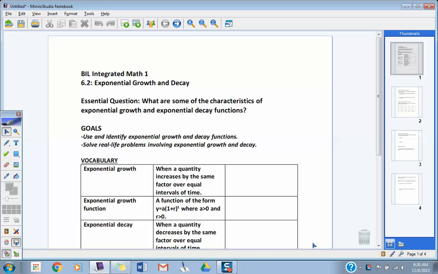So, the first thing we're going to ask ourselves today is the following. What are some of the characteristics of exponential growth and exponential decay functions? And in order to answer that question, we need to be able to use and identify exponential growth and decay functions. And then we're going to apply them to solve real-life problems involving exponential growth and decay. So before we can even go on, we need to know a few vocab terms here. And then once we have established what those are, I think that the stuff that we look at today is going to be very simple, because really what we're doing today is pretty much the same stuff that we did in the last section. They're just going to go about it in a different way.